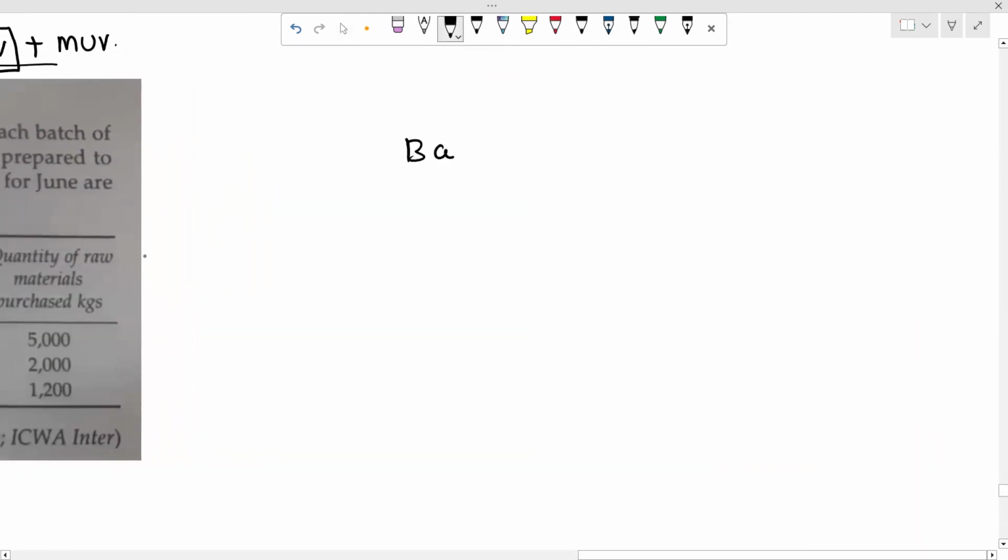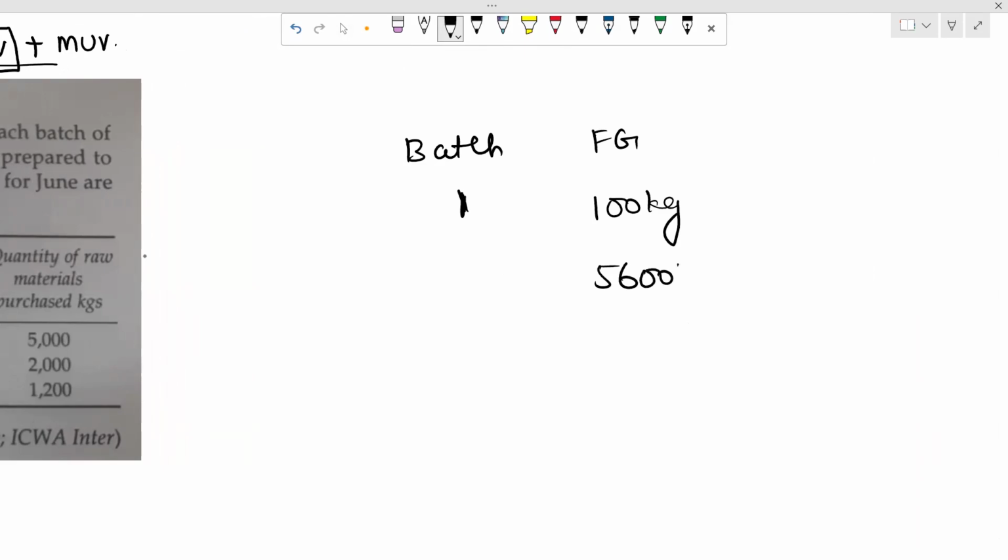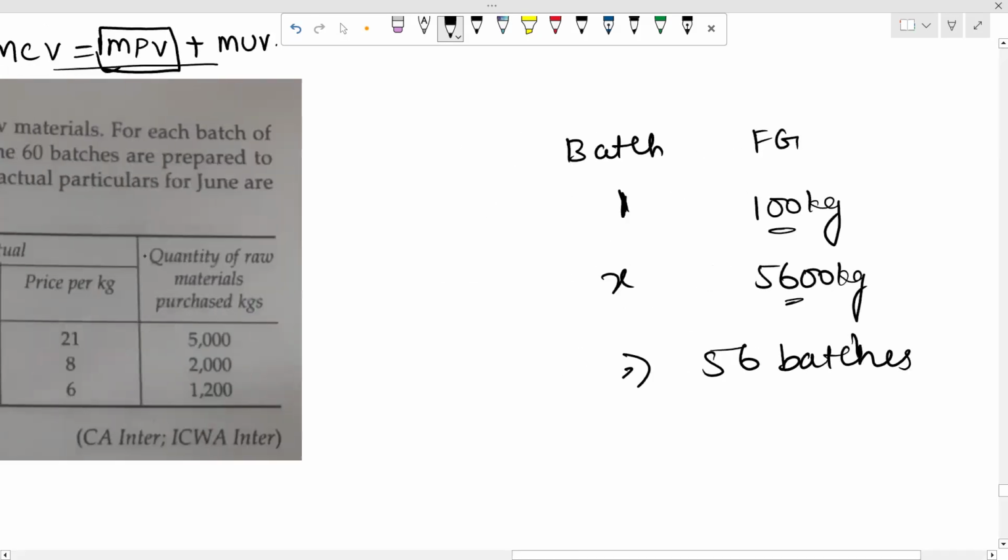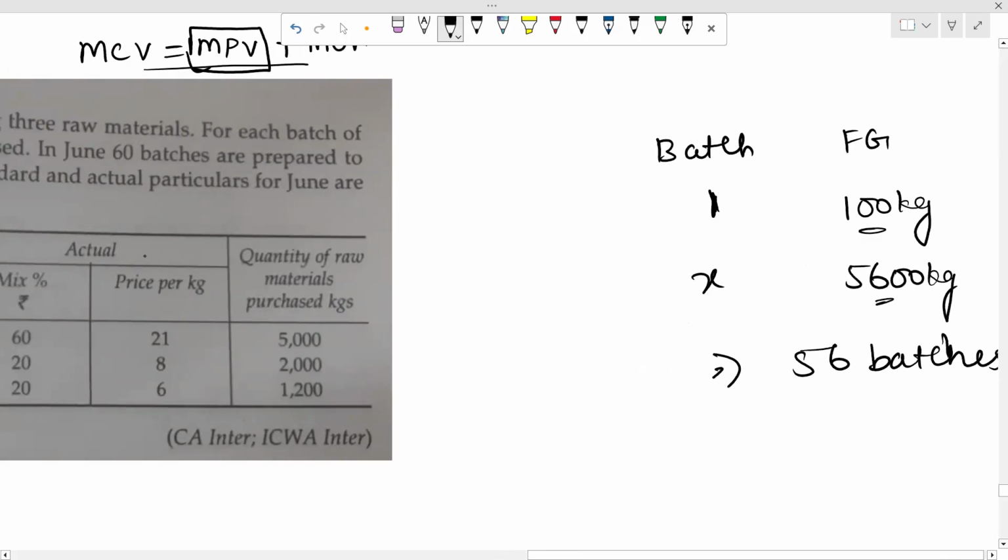So for every one batch, we are expecting to produce finished goods of 100 kg, right? Then in order to produce 5,600 kg of finished goods, how many batches should we have actually worked? For one batch producing 100 kg, for 5,600 kg we should have worked only 56 batches. But did we actually work 56 batches? No. In the month of June, we took 60 batches.